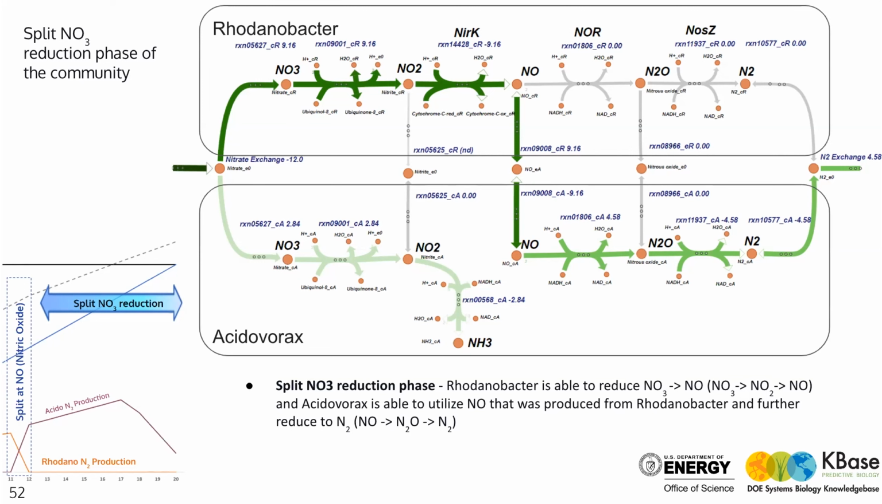Now, when we showed this to the ENIGMA team, they said, that's really interesting, but we know some things you don't. Even though this Rhodanobacter has NosZ, we have no evidence that it is active at all. And we've been able to knock it out and nothing happens. What's more, we have no evidence that it is converting any ammonia. And so we don't think this is happening either.